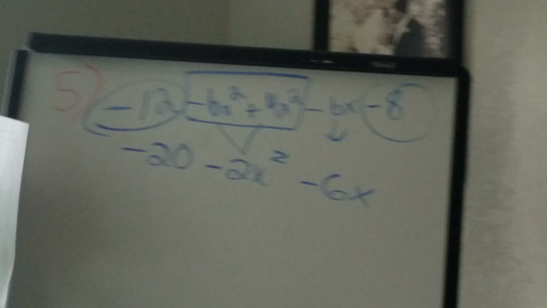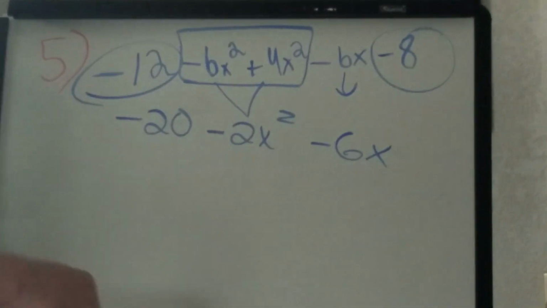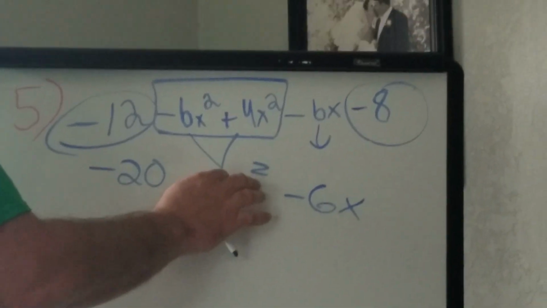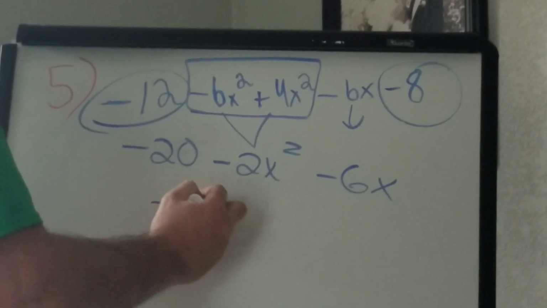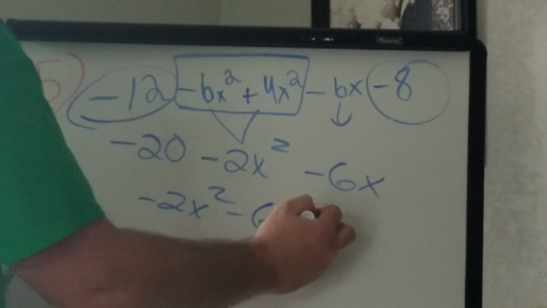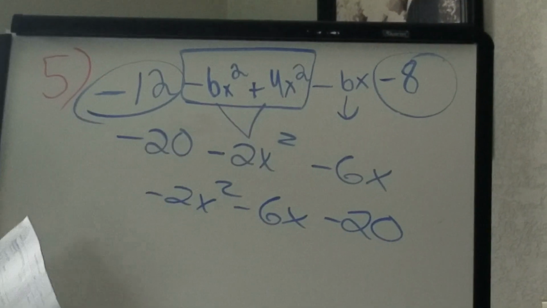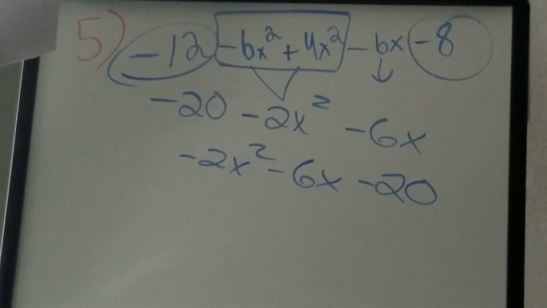Now, write this in proper order. You start with the highest degree of the exponent and work your way down. So you have a -2x squared, you have the -6x, and the -20. Cool? Okay, cool. Next problem.